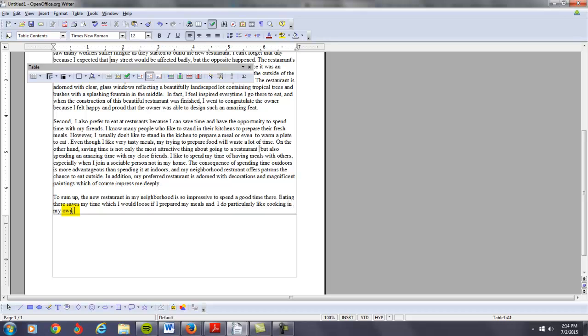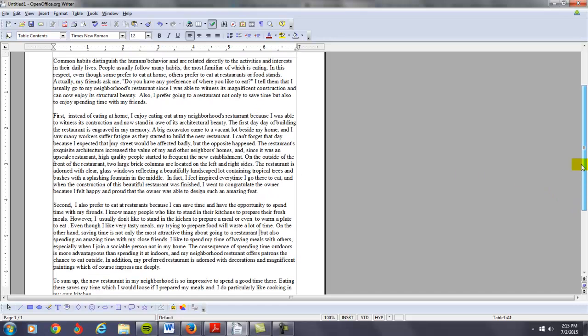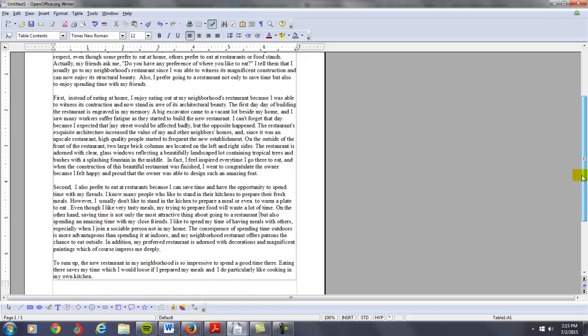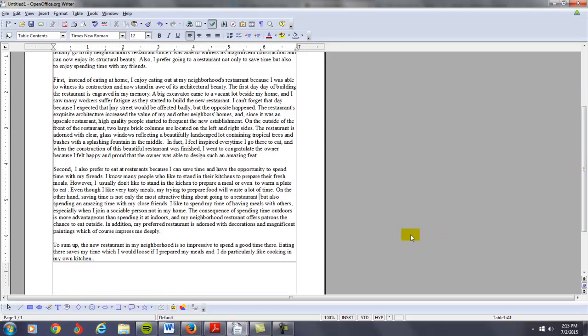You might say this. Okay, but I don't know if this is going to work, because when you do the conclusion, the purpose of your conclusion is more or less to tie up your loose ends, right? So you're trying to tie up two things: the construction of the restaurants, and maybe that's why you might want to say the new restaurant in the neighborhood is so architecturally impressive to spend a good time there.